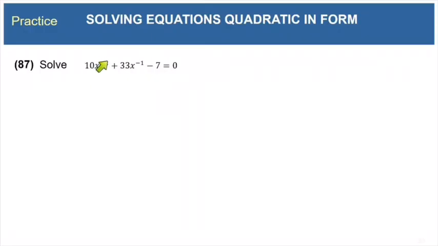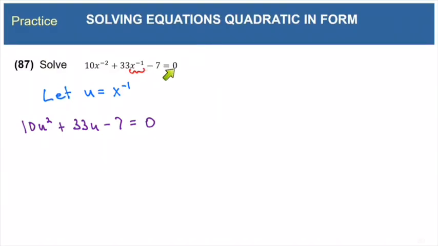So notice that the variable that I have here has an exponent twice as much as the variable that I have here. That means I can make a u substitution. So remember, it's always the variable expression from the middle term that we use to substitute u for. So we're going to let u equal x to the negative 1. That means u squared will represent this part. So we're going to get 10u squared plus 33u minus 7 equals 0.